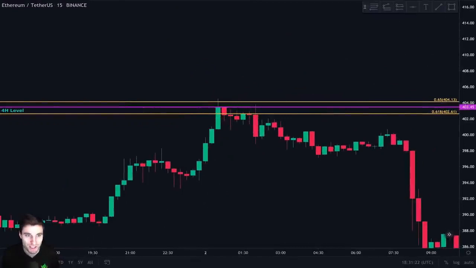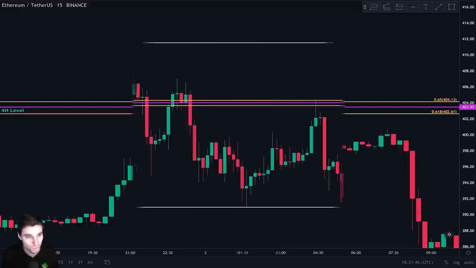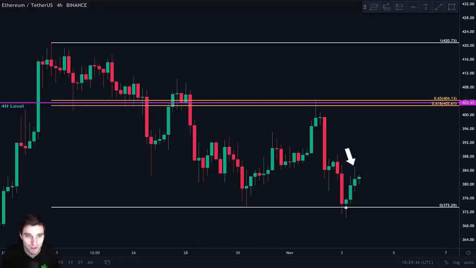We see that price rejected from this area, but at this moment we still don't have any bearish candle formation. So we wait. And then we see this bearish engulfing candle, which is a sign that price action is bearish at our key resistance level. So we take an entry at the close of this candle and we put our stop loss just above this candle. What happened next? Well, price went down and we closed our trade at support, which is the 0 point of our Fibonacci retracement.